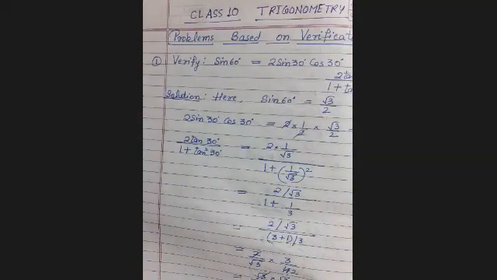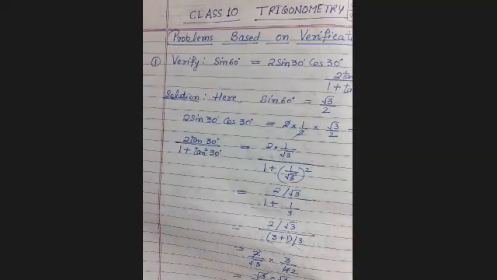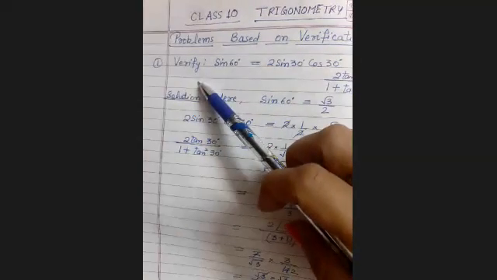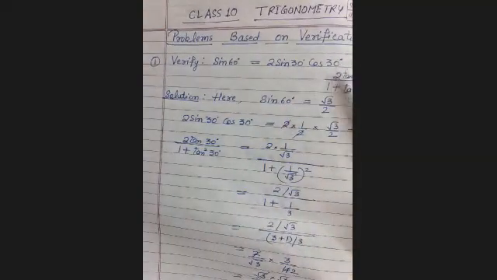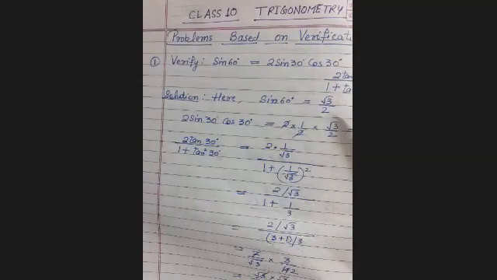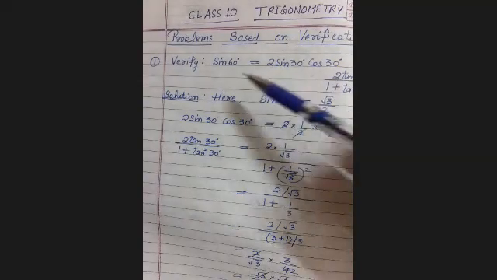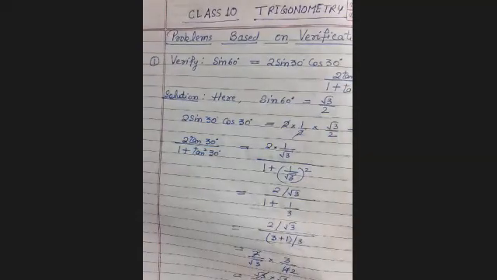Let's continue the same chapter, trigonometry. Today we will discuss problems based on verification. Now let us discuss the first question. Verify sine 60 equal to 2 sine 30 cos 30 equal to 2 tan 30 upon 1 plus tan square 30. Here what to do? We will simplify all the three expressions and find out whether they are equal or not.